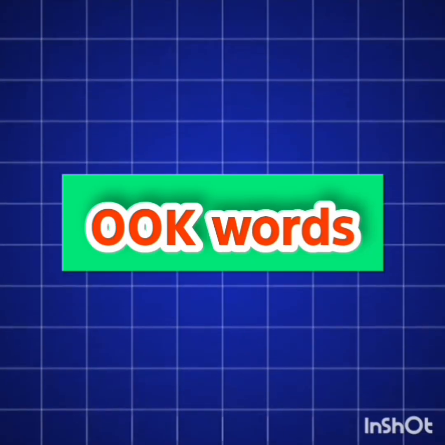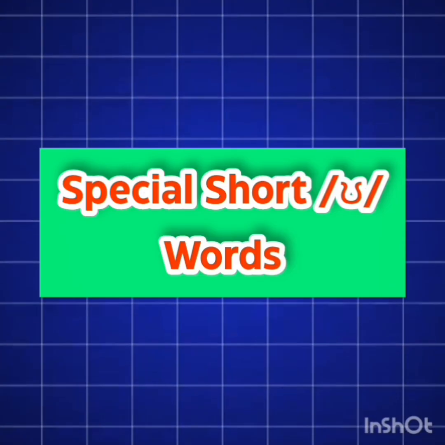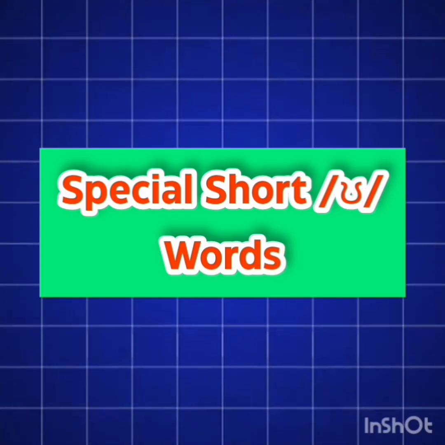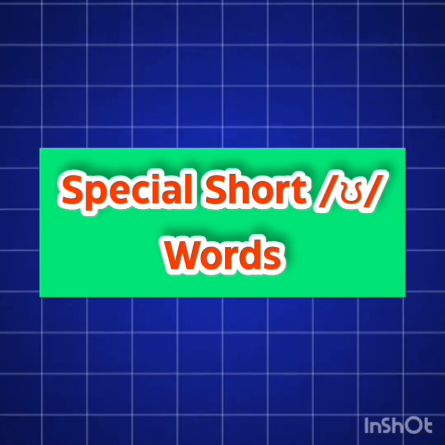The second instance in which we have short U is OOK words. The majority of our OOK words are short, like book, look, shook, and so on. Any OOK word you can think of usually gives short U. And in every rule, there are always exceptions. The exceptional cases there are spook and snooker. Both of them are OOK words, but they give long U. The first and second categories in which we have short U have been mentioned: OOK words and OOD words.